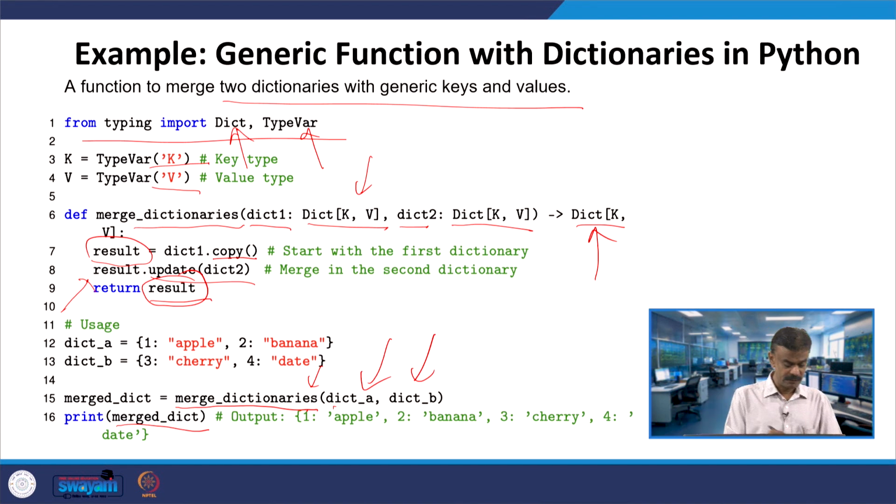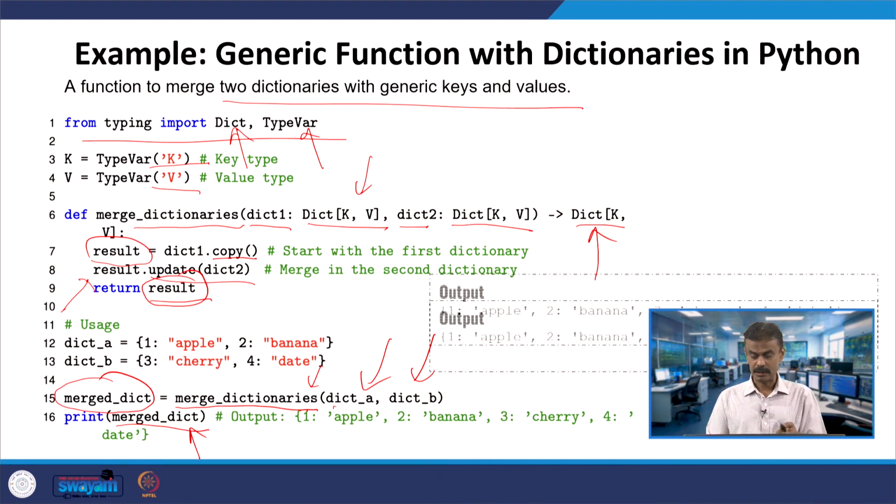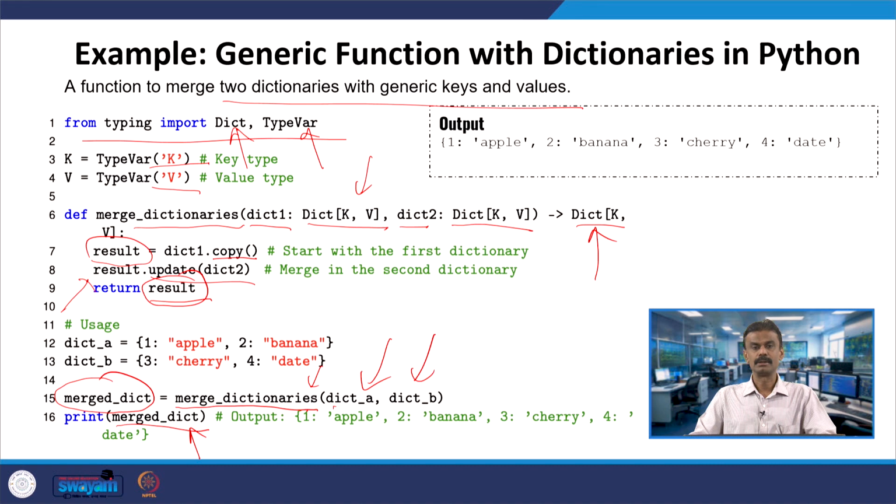So this result will be stored in merged_dict, and when you print merged_dict, both will be merged. Your merged dictionary will now be 1 apple, 2 banana, 3 cherry and 4 date, and you will get that as output. Maybe we can run this code, so that you get confidence from the previous program.